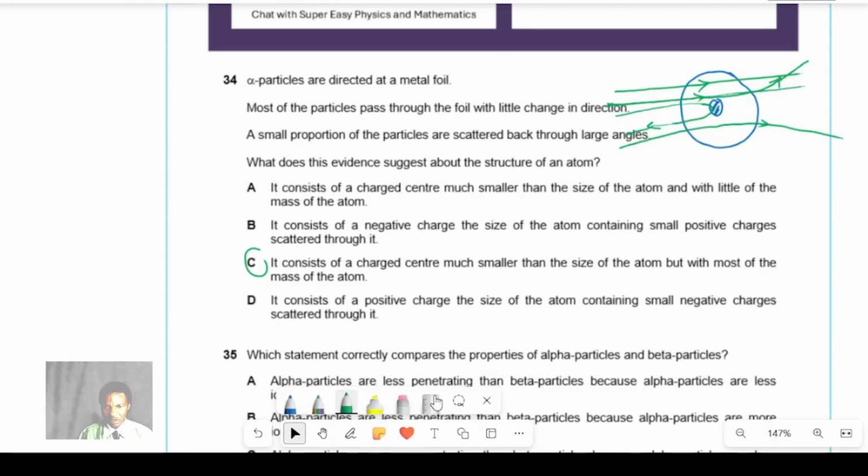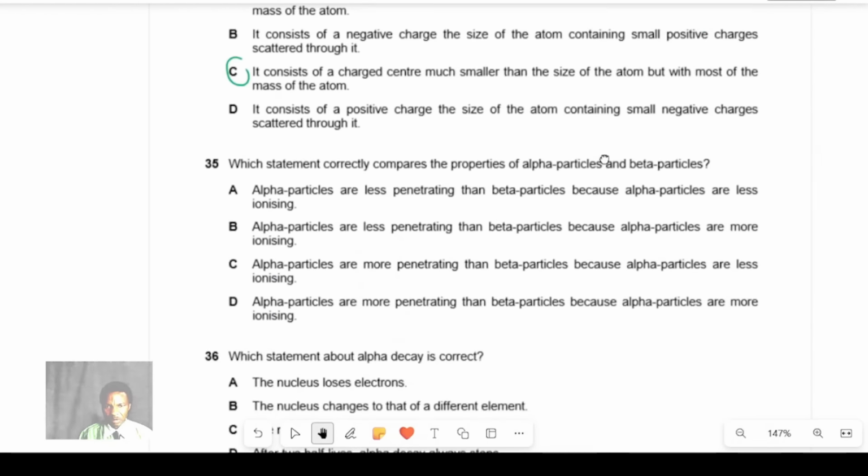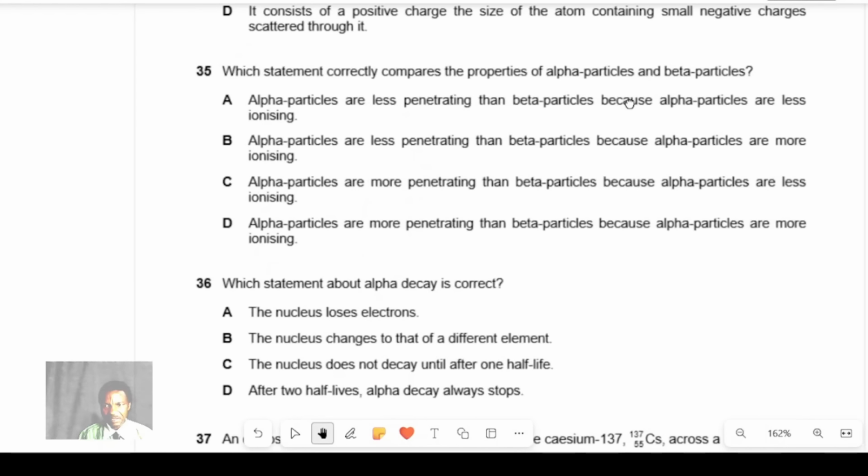Okay, question number 35. Which statement correctly compares the properties of alpha particles and beta particles? The answer here: alpha particles are less penetrating than beta particles, because alpha particles are more ionizing because of their size.